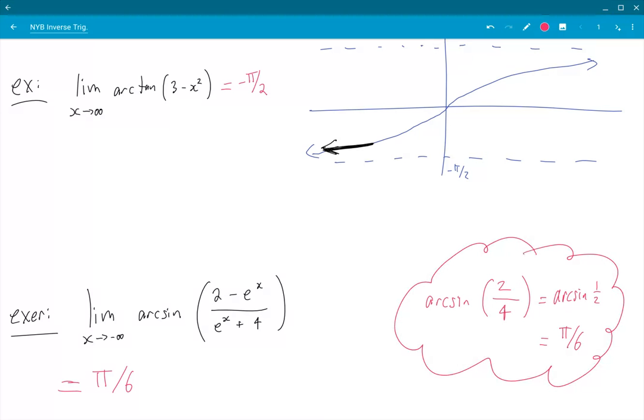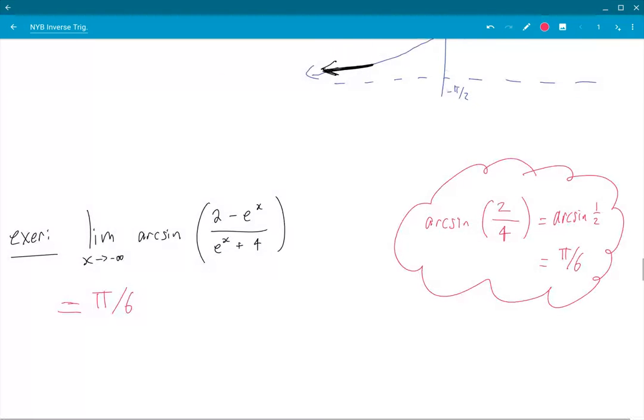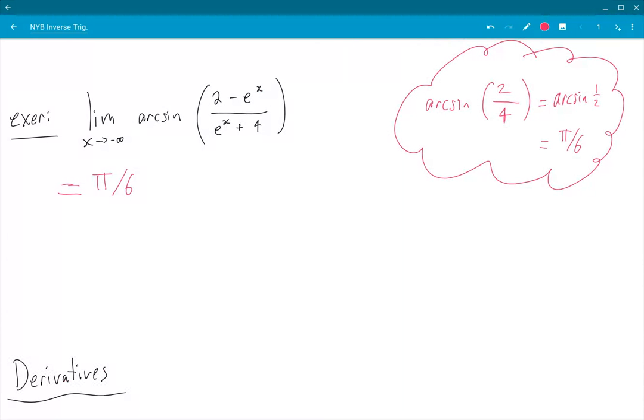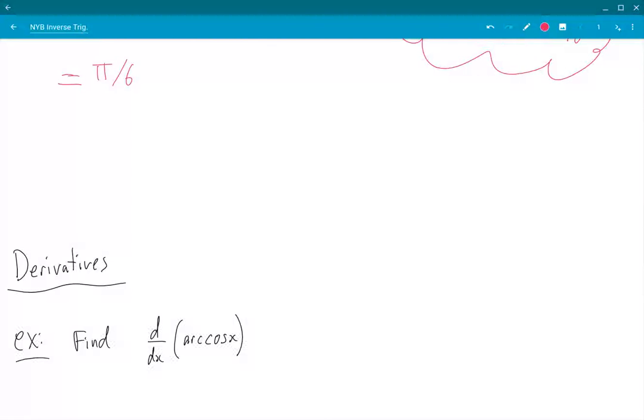Okay, derivatives. We're basically just introducing you to these new functions, arc sine, arc cos, arc tan. We went through limits just now, and then we're going to do derivatives. And finally, we'll do some integration involving inverse trig.